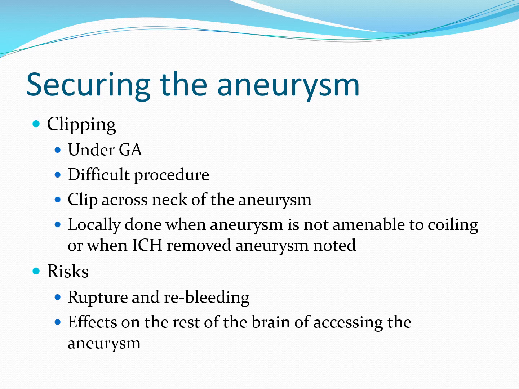The other option is the neurosurgical approach, or clipping of the aneurysm. Again, this is carried out under general anaesthetic and is a difficult and time-consuming procedure. A clip is then placed across the neck of the aneurysm. Where I work, this is typically done when an aneurysm is not amenable to coiling, or at a time when an intracranial hematoma is removed and an aneurysm is noted to be at the base of that hematoma as the culprit reason for the bleed. In terms of risks, there is again a risk of rupture and rebleeding, and we've got to consider the effects on the rest of the brain just to access the aneurysm in the first place.